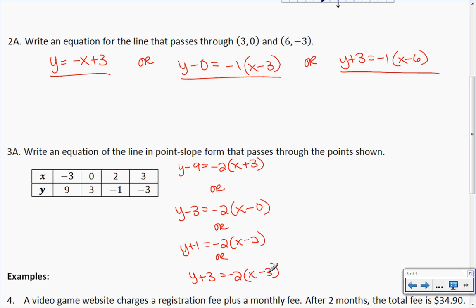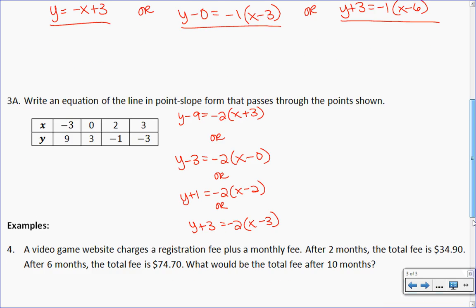And if you're a little confused right now as to why there's 4 different equations, well, notice they all have a slope of negative 2. The negative 2 is the same. It's just a difference of which of these points you use. So if you use negative 3 and 9, this will be x plus 3 and y minus 9. If you use 0, 3, this will be x minus 0 and y minus 3. If you use this point, this is the equation you'll get. And if you use this point, this is the equation you'll get. No single equation there is any better or more correct than the other one. They're all equations that describe that line.